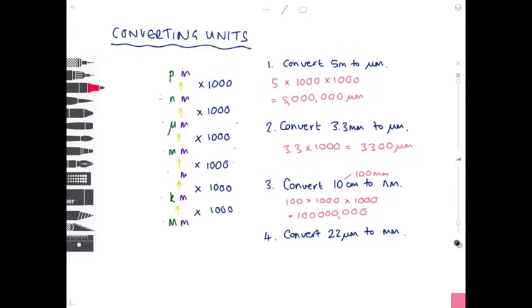And let's just add some little commas to try and make that make more sense. So that's 100 million nanometers. And now we're going to go the other way. So we're converting 22 micrometers to millimeters. So this time we need to divide by 1,000. So 22 micrometers is 0.022 millimeters.